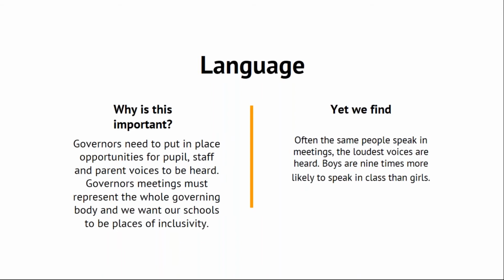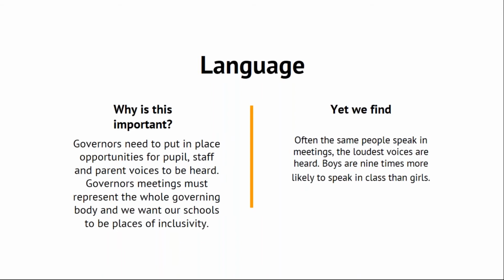But for governors, it's really important that there are opportunities for pupil, staff and parent voices to be heard, and there must be ways in which, if there is a problem or if there's something great to talk about, people can communicate with governors, and vice versa. Similarly, governors' meetings must represent the whole governing body, and we need to hear from all the people that make up our governing body.